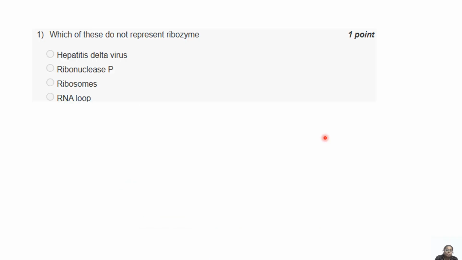Okay, so we'll not go into much detail. So which of these do not represent a ribozyme? That is the RNA loop. So if any one of you have doubts in this question, you can ask me. I'll wait for 2 minutes, then we'll move on to the next question for today.